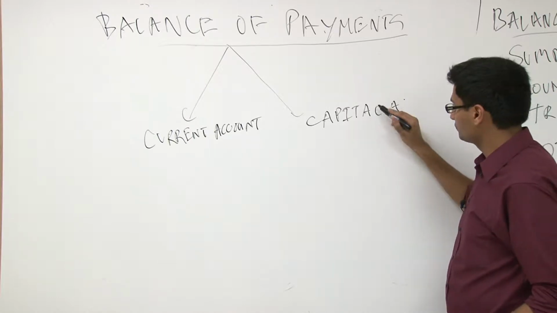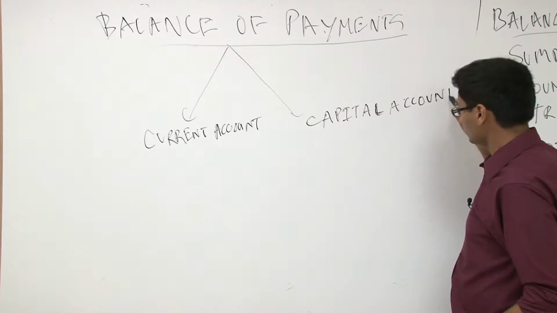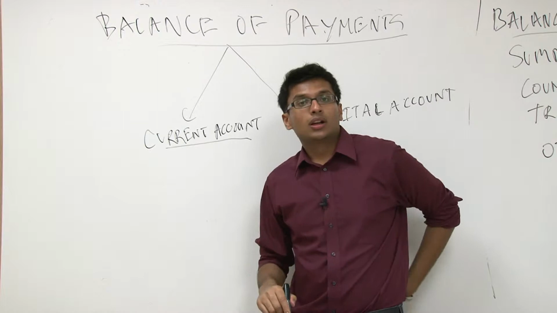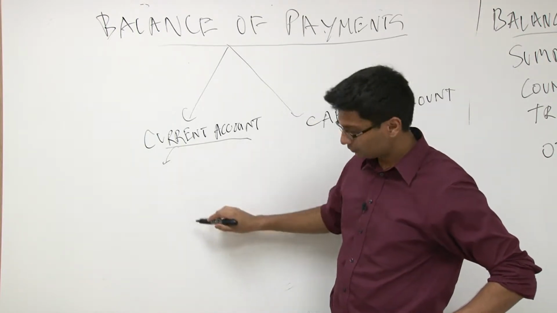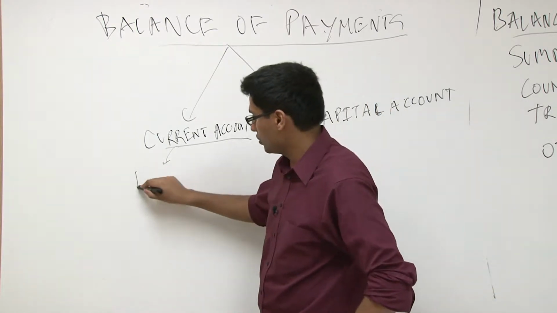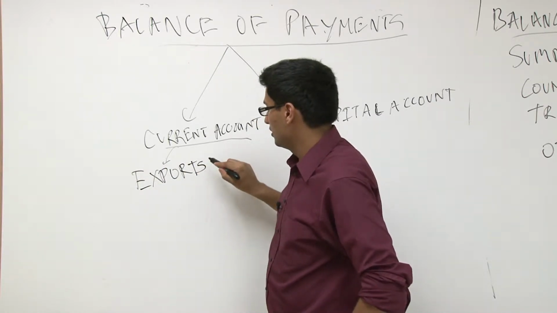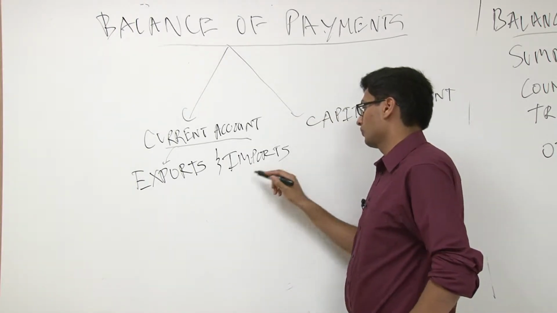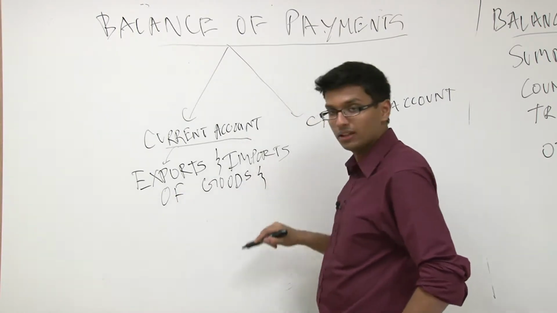By far, the biggest account that accounts for the balance of payments is actually current account. Why is that, you ask? Current account actually breaks down the current export and import. So this includes exports and imports of goods and services. Okay, of goods and services.